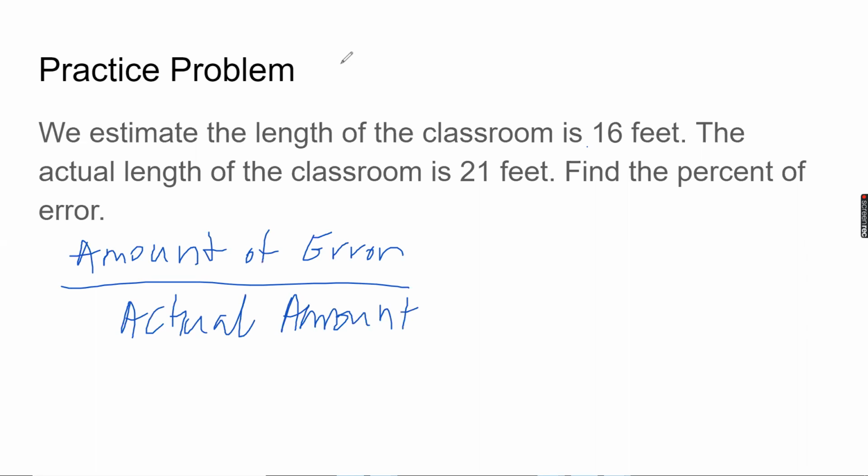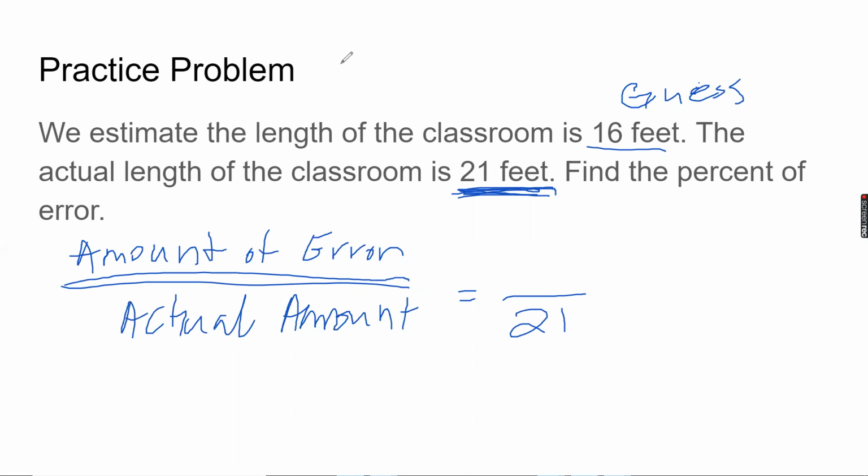And so we've got two numbers here. We've got 16 and we've got 21. You have to think which one's the actual amount. 16 was our guess. 21 is what that room's actual length is. And so 21 is our actual amount. That's what's going to go into our denominator. We have to figure out how much we were wrong by. That's going to be the amount of error. So we're taking 21 minus 16. So we were off by 5 feet. And that's going to go into our numerator because that's how much we were wrong by.